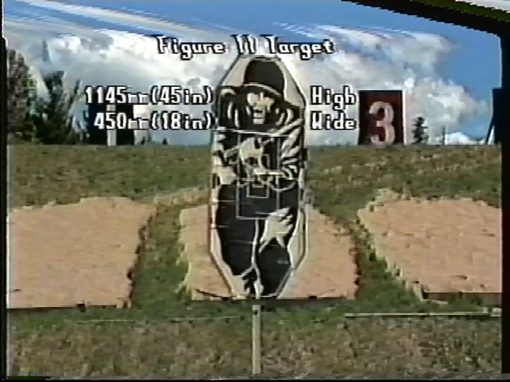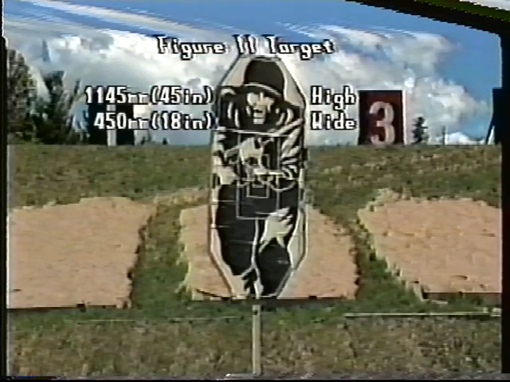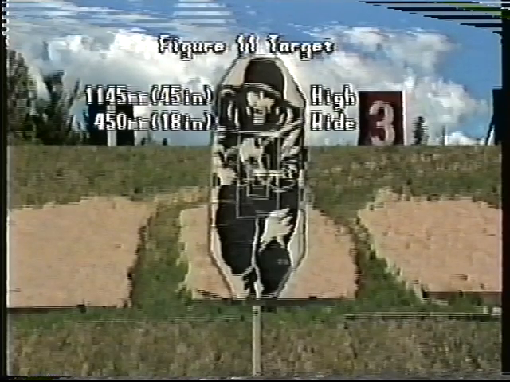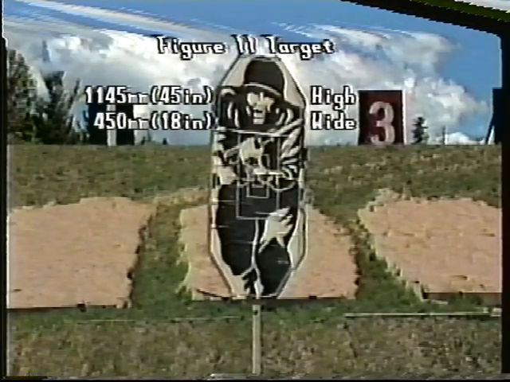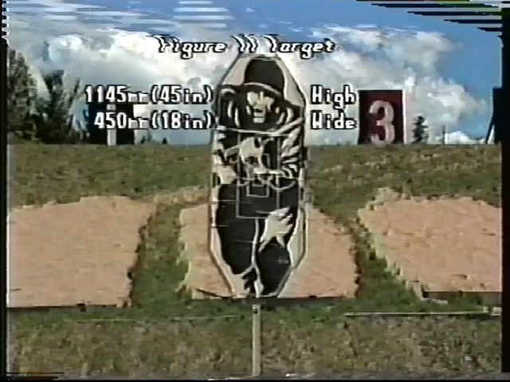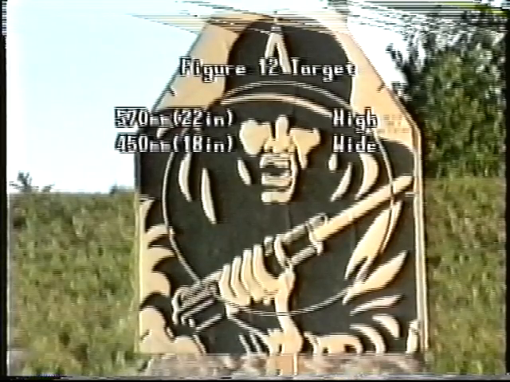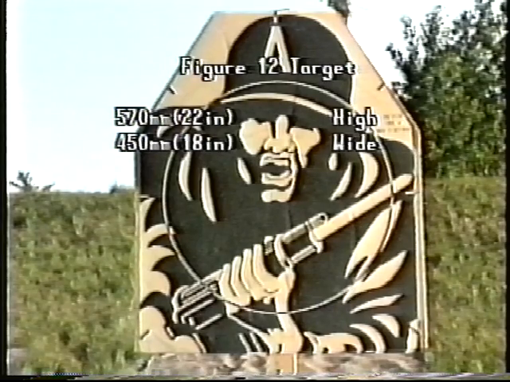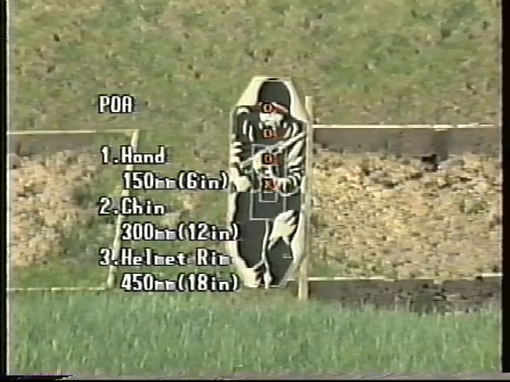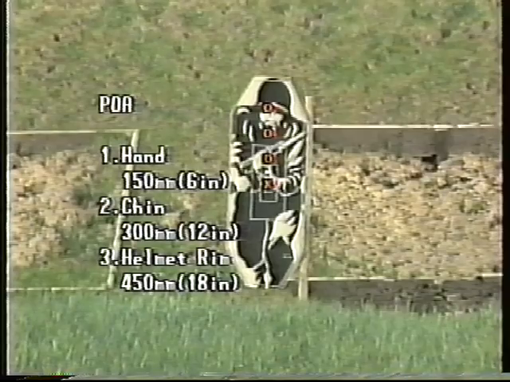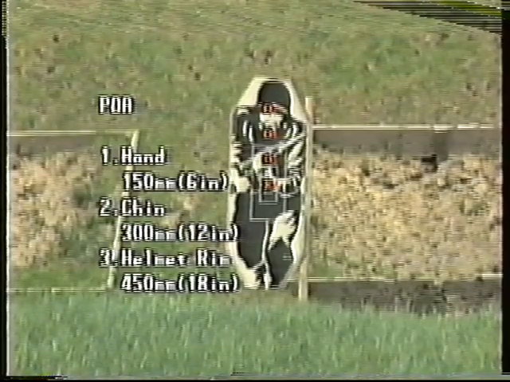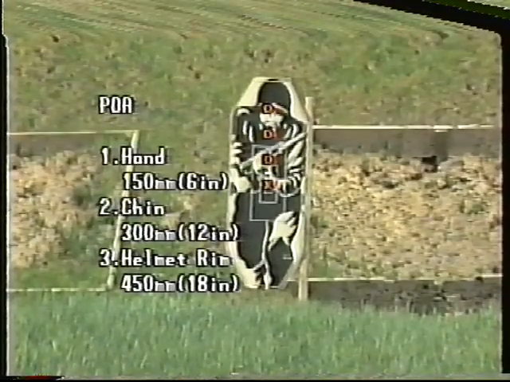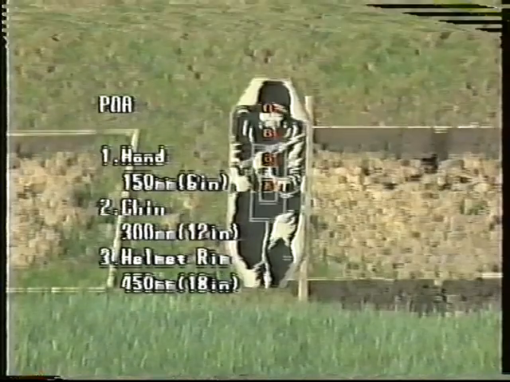Figure 11 targets are 1145 millimeters, 45 inches high, and 450 millimeters, 18 inches wide. Figure 12 targets are 570 millimeters, 22 inches high, and 450 millimeters, 18 inches wide. It is important that the firer know the dimensions of the figure 11 target. The center of the visible mass, the crotch area, is normally the area selected as the point of aim, POA.